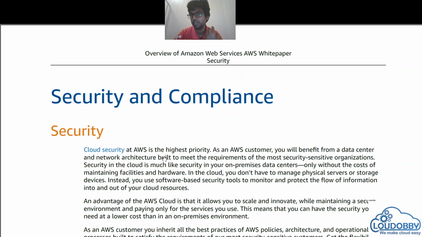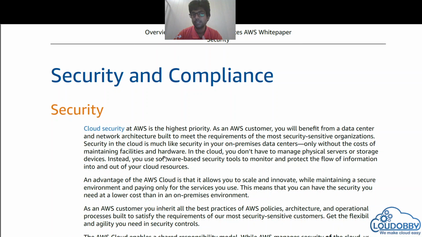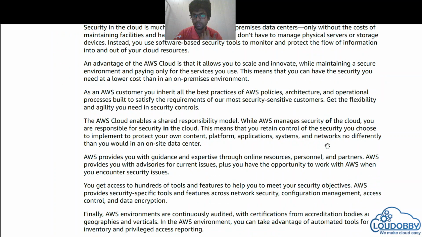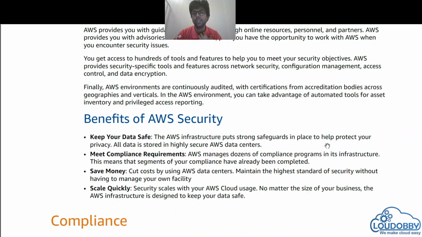And when it comes to security and compliance, cloud security at AWS, they say it's the highest priority for them. If we are an AWS customer using the AWS data center, AWS takes care of the security for our organization. So this is like the key benefits of AWS security: keep your data safe, meet compliance requirements like GDPR or HIPAA. GDPR is like data protection requirements, and you can save money by cutting down the cost, but scale quickly.